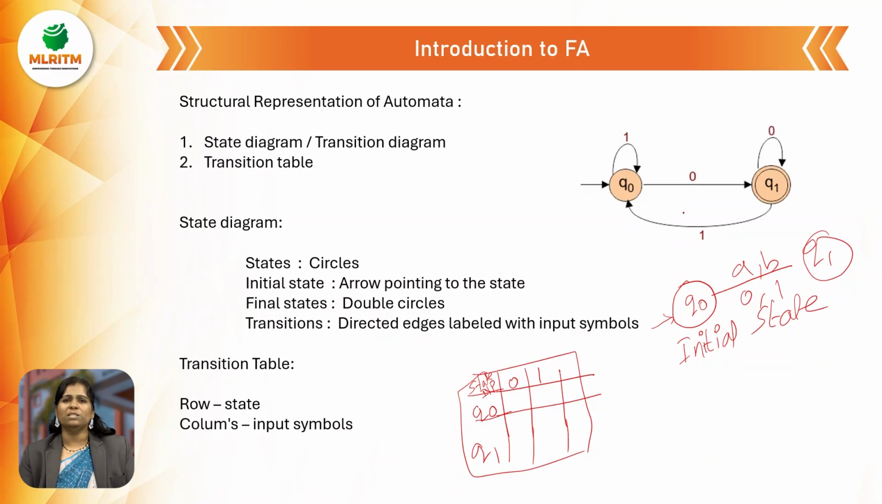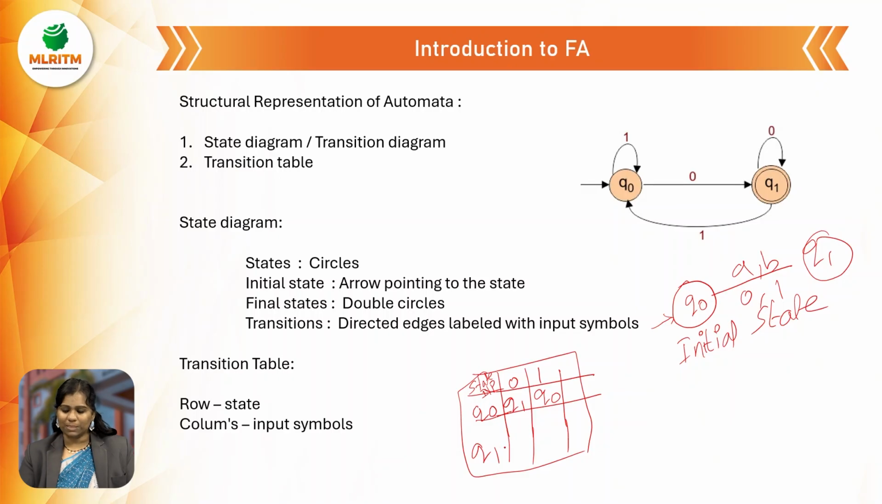So Q0 of 0. The transition function is used to transfer the input symbol from one state to another state. Here we are using 0 and 1. According to the DFA rule, every input symbol should go through all the states. So Q0 of 0 goes to Q1. Q0 of 1 has a self loop, so it goes to Q0 only.